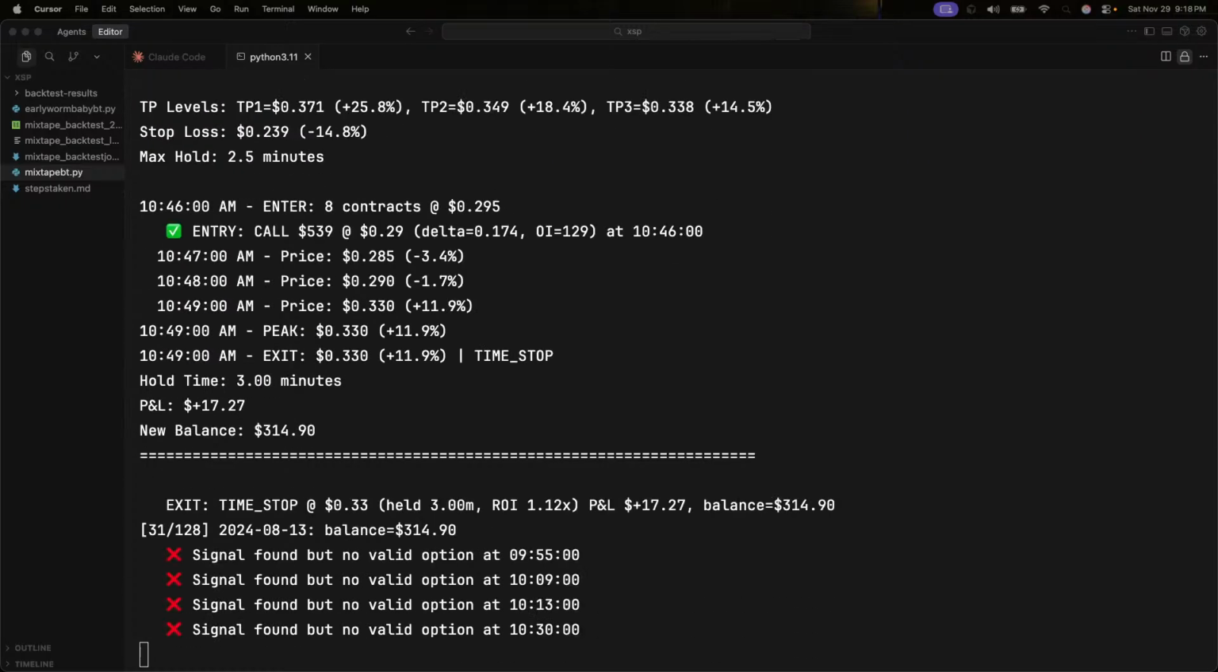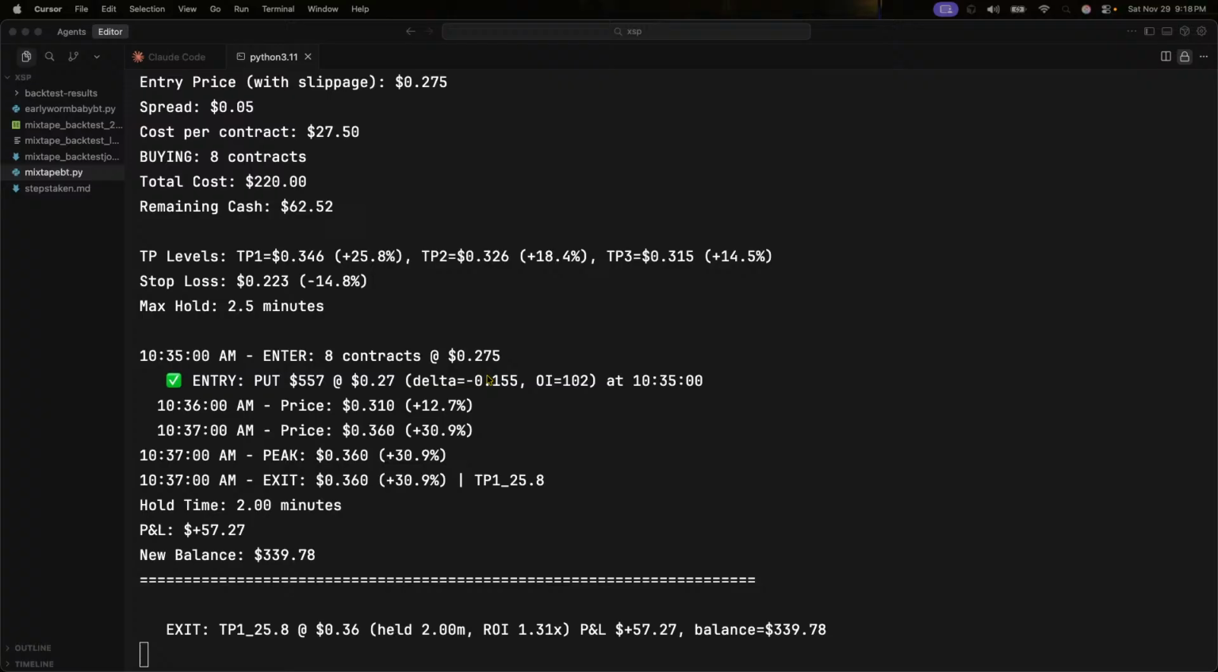And see, it doesn't force trades, right? If it can't find a signal, it lets us know there's no signal.